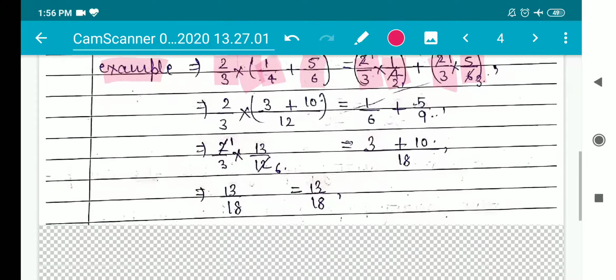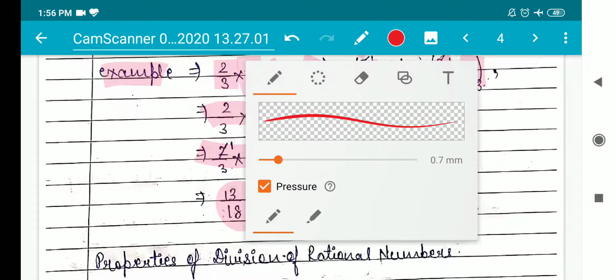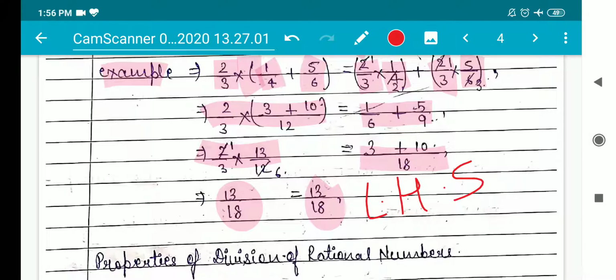So we will first calculate the left hand side equation, that is 2/3 × (1/4 + 5/6). After calculating, I got 13/18 as the answer. And now we will solve the right hand side equation, that is 2/3 × 1/4 + 2/3 × 5/6. After calculating it, I got the result 13/18. So LHS is equal to RHS. Both the LHS and RHS are equal.